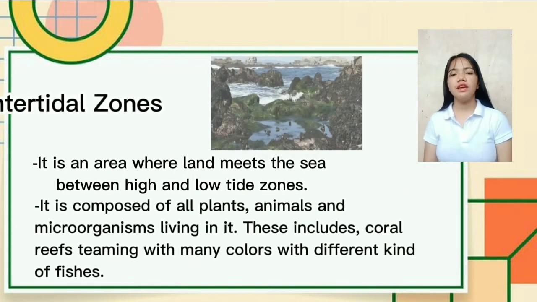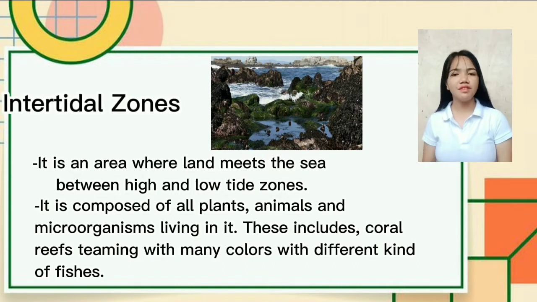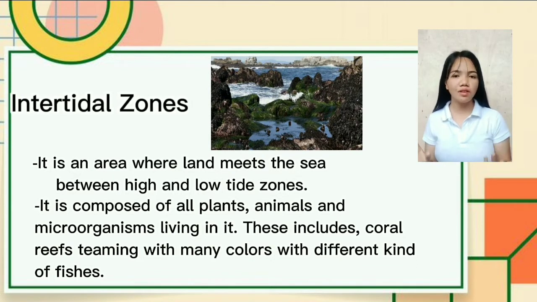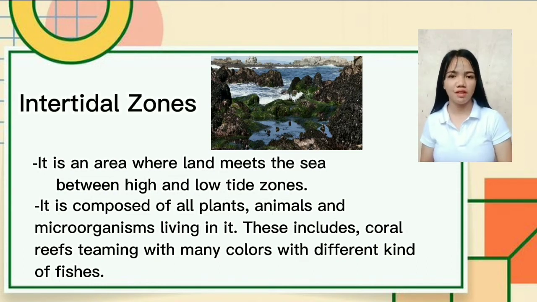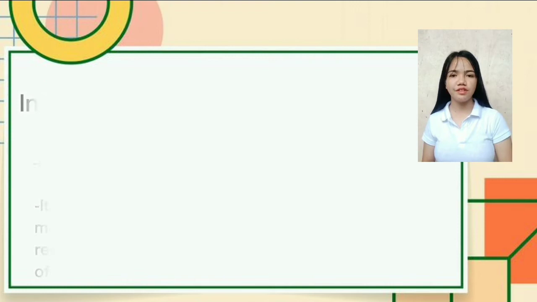Intertidal zones. It is an area where land meets the sea between high and low tide zones. It is composed of all animals, plants, and microorganisms living in it. This includes coral reefs teeming with many corals and different kinds of fishes.